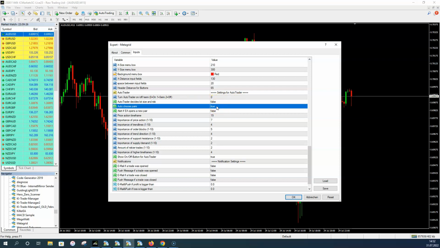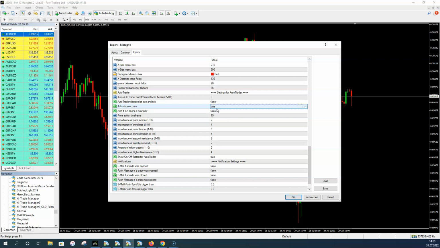The next field by default is false, but we change it to true. This is very important. We have to change it to true. If you don't change this, the EA will not select by itself the pair it wants to trade.